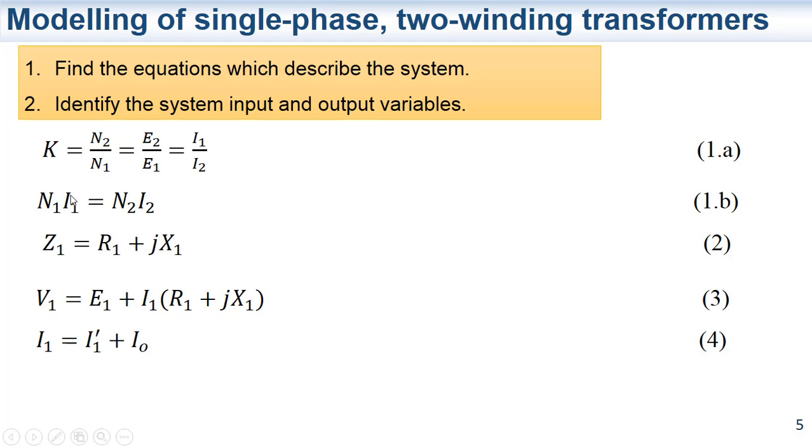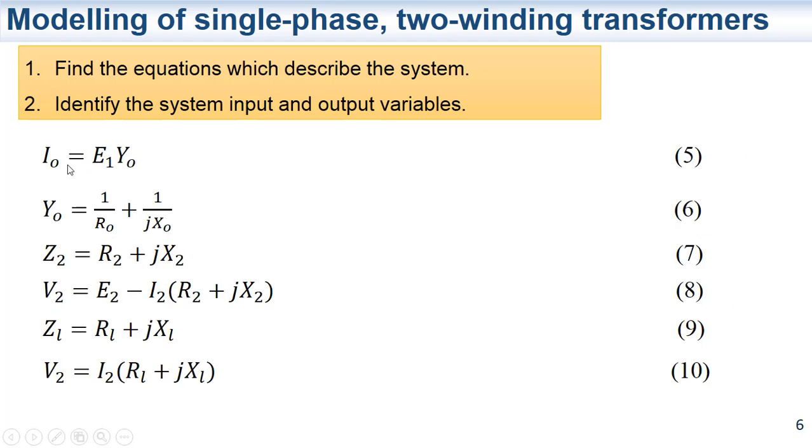Now, to eliminate any confusion, in equation 1b, an ideal transformer is assumed, so the no load component is neglected, and hence I1 dash equal to I1. The no load current is equal to the shunt admittance multiplied by the induced EMF at the primary winding, and we've already introduced that shunt admittance in terms of resistance and reactance.